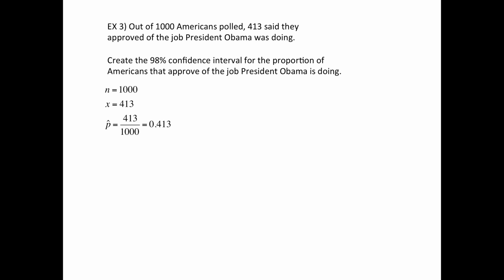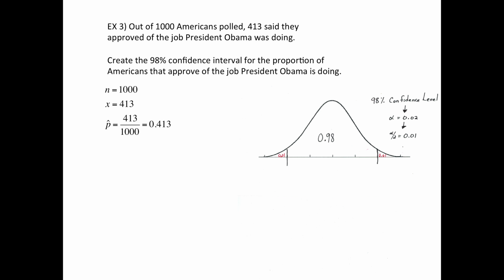So first of all, I would write down the data. N is 1,000, x is 413. You divide them, that's where the p hat comes from, the sample percentage, 41.3%, although we usually use the decimal form. The next thing is draw that bell-shaped curve.